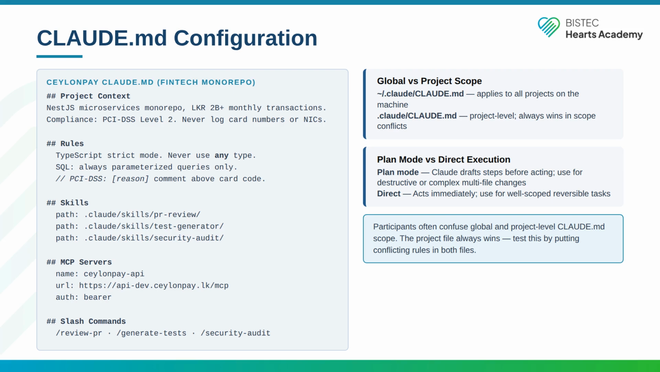Plan mode and direct execution represent a fundamental trade-off. Plan mode causes Claude to produce a step-by-step plan before executing any changes. Use this for destructive or complex multi-file operations where you want a human review checkpoint. Direct execution means Claude acts immediately, appropriate for well-scoped, reversible tasks like formatting a file or generating a test.